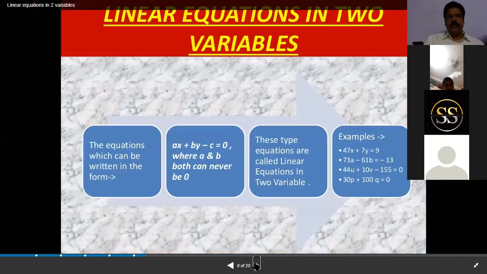Next, a linear equation in two variables means an equation which can be written in the form ax plus by minus c equal to 0, where a and b can never both be 0. These types of equations are called linear equations in two variables. These are the examples for a linear equation in two variables.